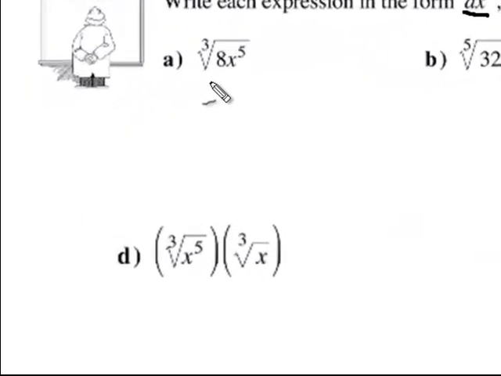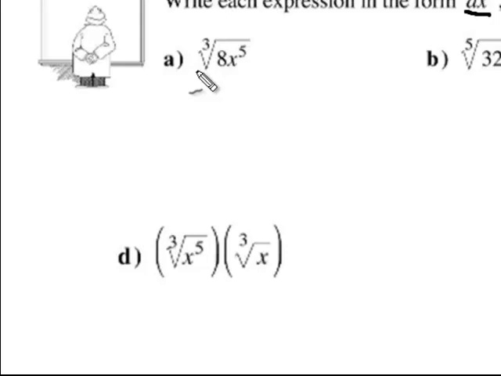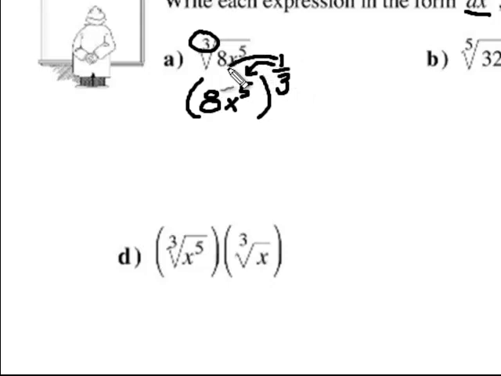Okay, so for part A, the first thing I need to do is change this from radical form to exponential form. My inside number, 8x to the fifth, gets written in brackets, and I use an exponent of 1/3 to show that the 1/3 applies not only to the x, but also to the 8. Now here's a step you don't need to show, but it might be helpful. 8 to the 1/3 shows that exponent being applied to the 8, and then I've got x, and I need to multiply those exponents together.